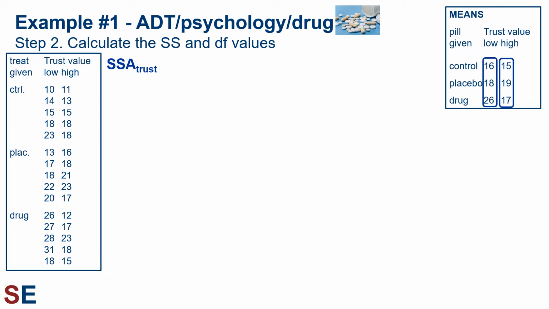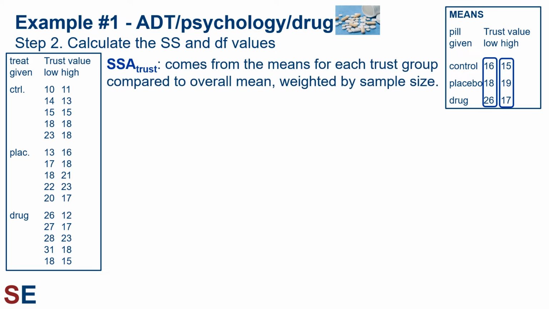For the SSA for the trusting factor, we consider the dataset as if it's just 2 groups, one for each trust value. The SSA trust value comes from the means for each trust group compared to the overall mean, weighted by sample size. From before, the overall mean is 18.5. The means for each value of the trusting factor are 20 and 17.